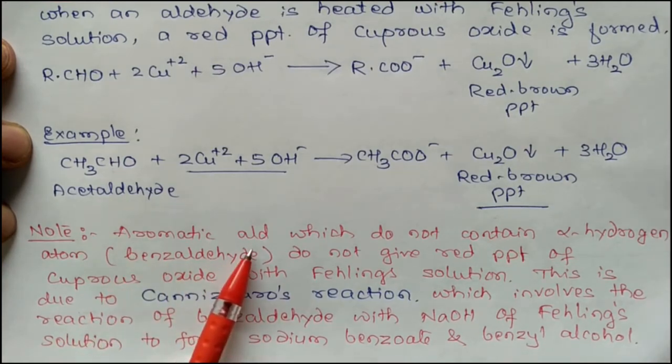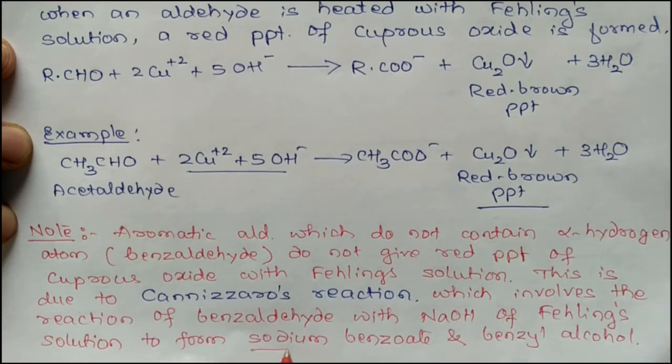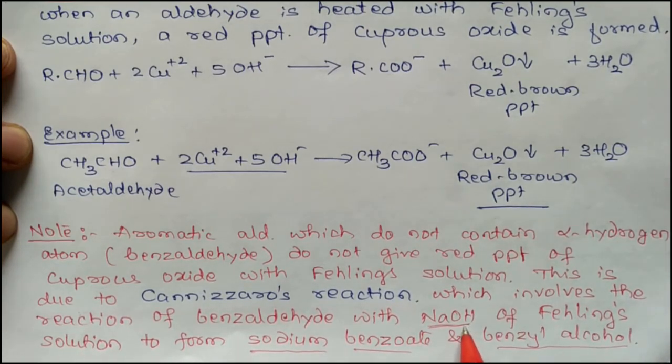If an aromatic aldehyde does not contain an alpha hydrogen atom, for example benzaldehyde, it doesn't give a red precipitate because, as benzaldehyde doesn't contain an alpha hydrogen atom, it undergoes the Cannizzaro reaction and gives sodium benzoate and benzyl alcohol. It reacts with the sodium hydroxide present in Fehling's solution.